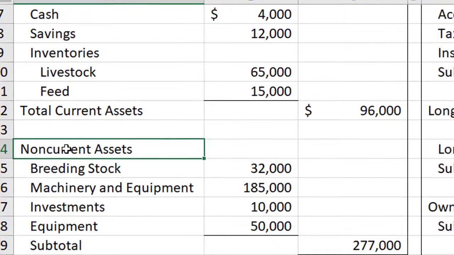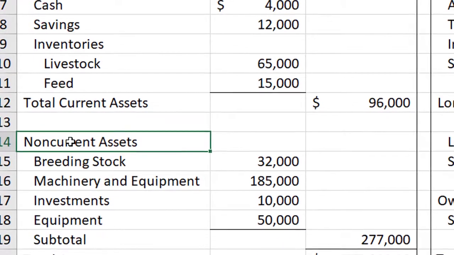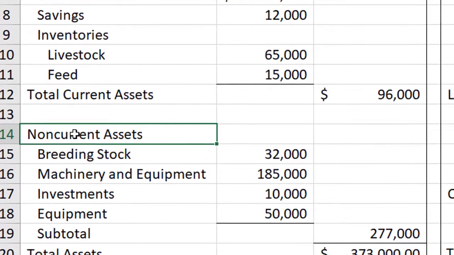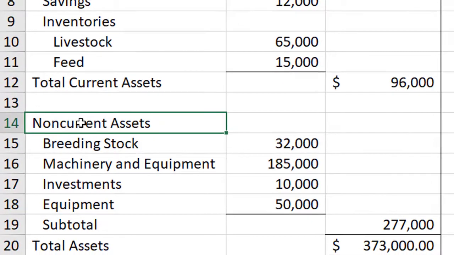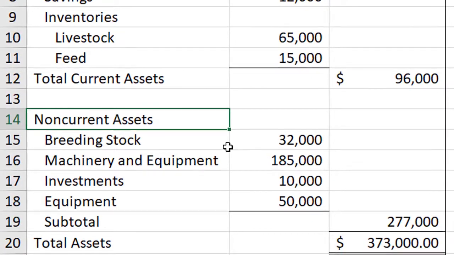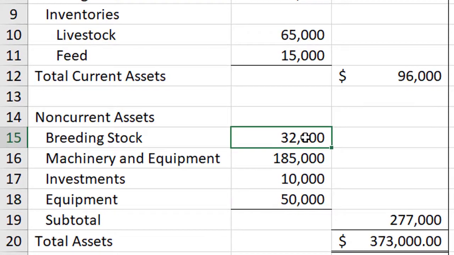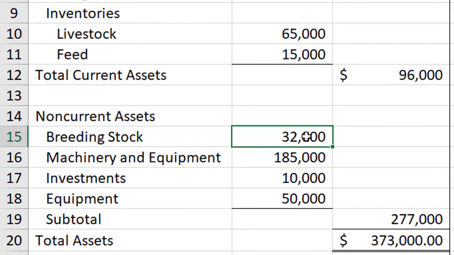These things tend to be assets that depreciate, for example. Because when you depreciate, it means you're going to use something gradually over time and slowly destroy it over time. Things that count as non-current assets on a farm are things like breeding stock. Your bull, your cows, these kinds of things are depreciable assets that you're going to hold for multiple years. Machinery and equipment, that's a big one on a farm. There's always tons of machinery and equipment.